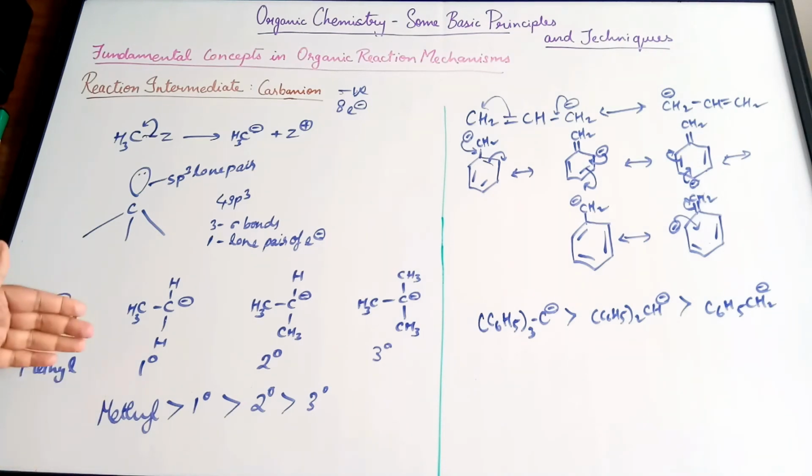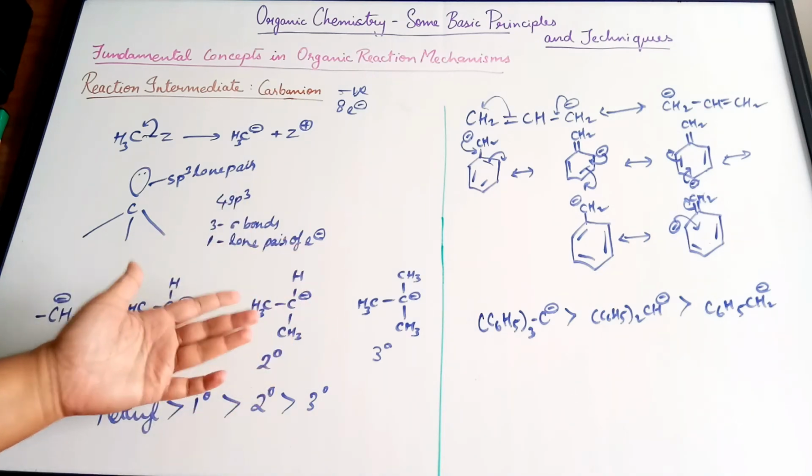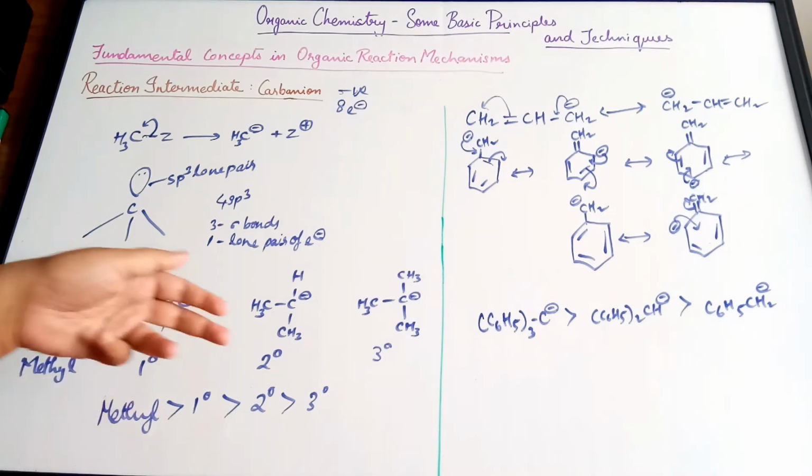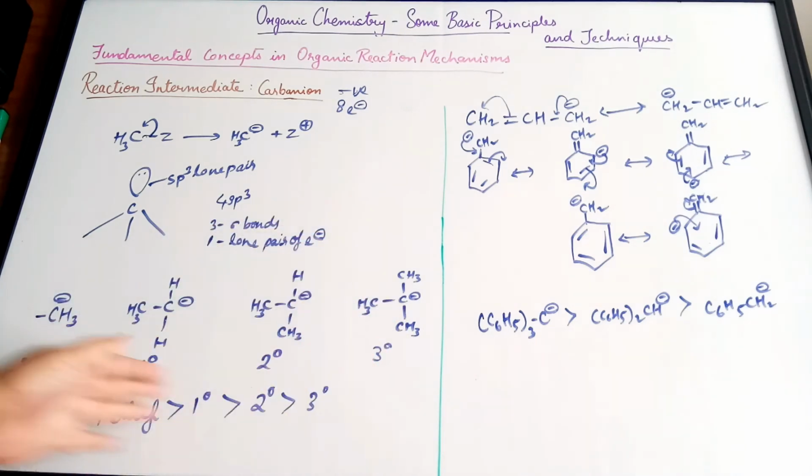However, due to the presence of CH3, which is a plus I group, that leads to the destabilization of the carbanion. So more is the number of CH3 groups, more will be the negative charge on an already negatively charged carbon atom, and this in turn will destabilize, and because of that methyl is more stable than primary, then secondary and tertiary. That is the order. It's the opposite of a carbocation.